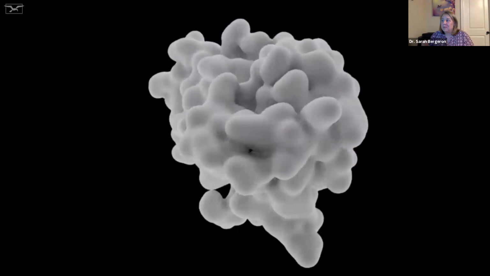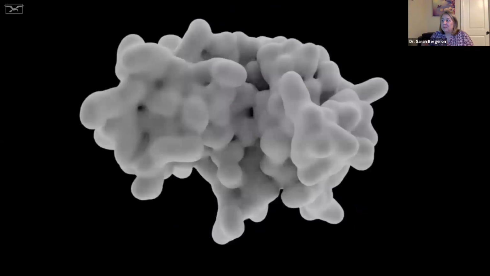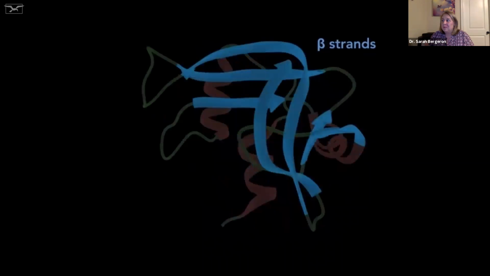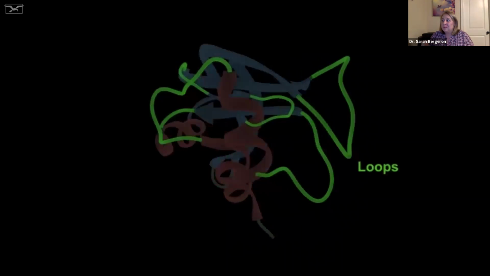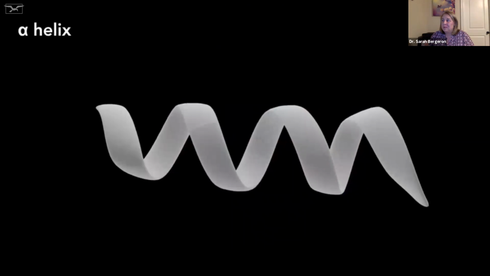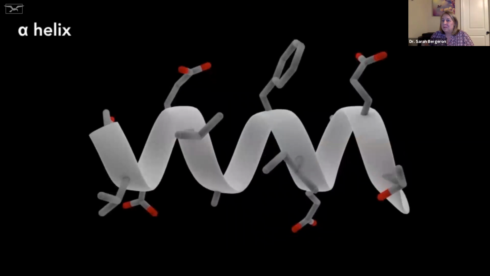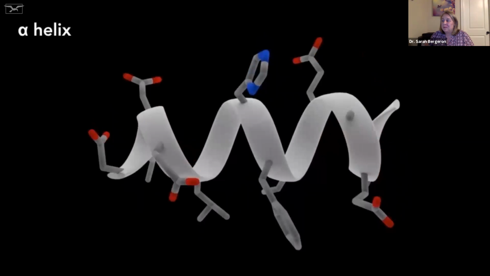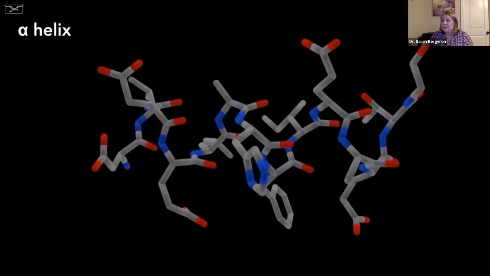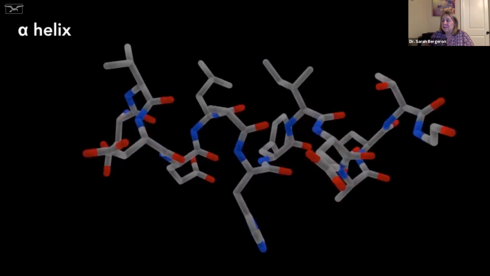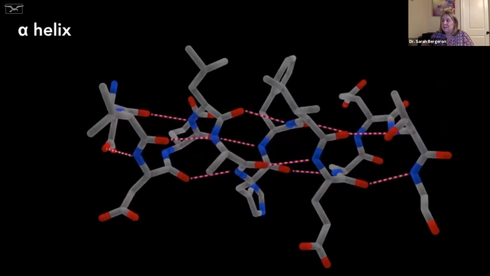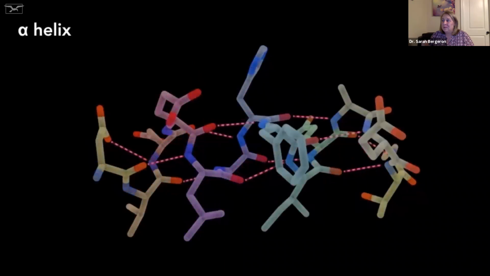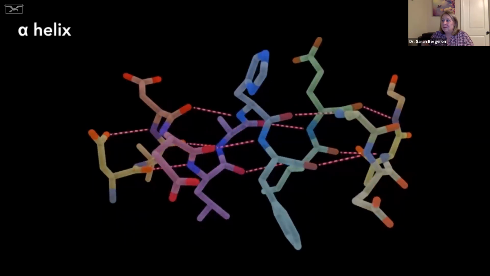Almost all proteins contain 3 secondary structure elements: alpha helices, beta strands or sheets, and beta turns and loops. Alpha helices are right-handed helices that place the amino acid residue side chains on the outside of the helix relative to the polypeptide backbone. The alpha helix structure is stabilized by intrastrand hydrogen bonding between the carbonyl oxygen in one amino acid and the hydrogen of an amide nitrogen on an amino acid 4 residues away.